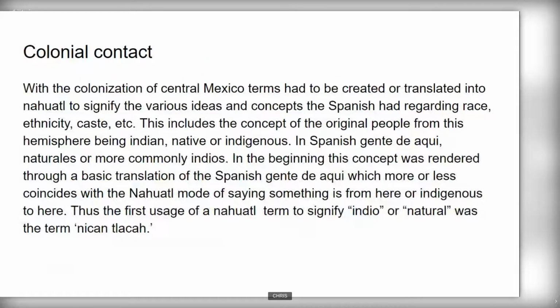So, colonial contact. With the colonization of central Mexico, terms had to be created or translated into Nahuatl to signify the various ideas and concepts the Spanish had regarding race, ethnicity, caste, etc. This includes the concept of the original people from this hemisphere being Indian, native, or indigenous. In Spanish, gente de aquí, naturales, or more commonly, indios. In the beginning, this concept was rendered through a basic translation of the Spanish gente de aquí, which more or less coincides with the Nahuatl mode of saying something is from here or indigenous to here.